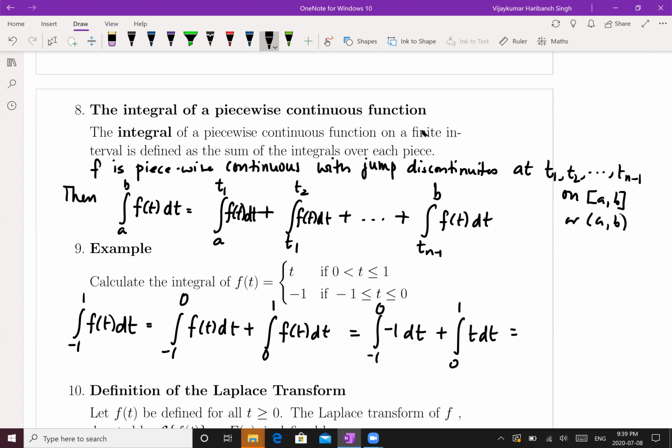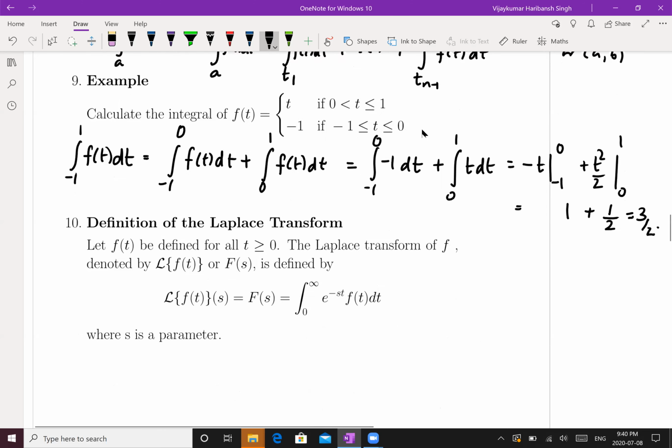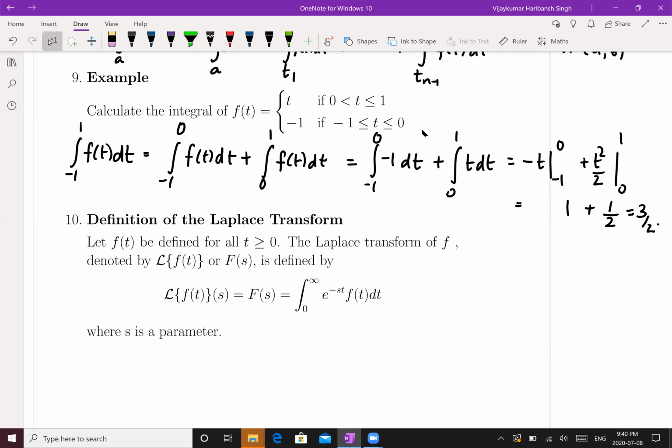So the first integral is going to be minus t from -1 to 0. The second one is t squared by 2 from 0 to 1. So the first part is going to be half, plus, when you put in the lower limit, you get 1. So this is going to be 3 over 2. Okay. So now let's see why we define piecewise functions and so on. Now comes the definition of the Laplace transform.